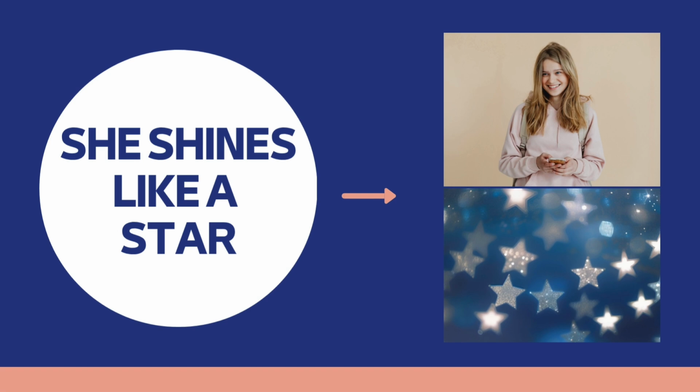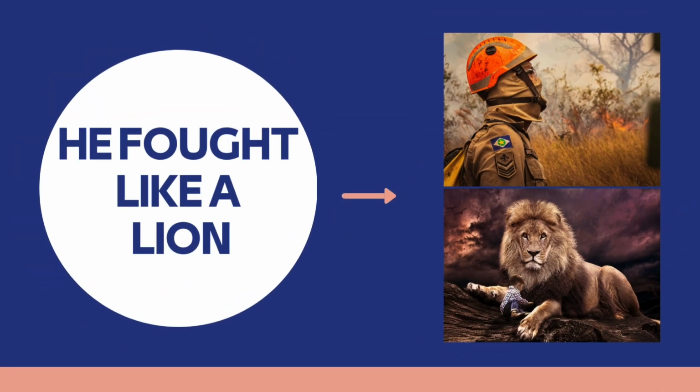She shines like a star. Now here we compare a person with a star in the sky. They both are different, but they share one quality, that is brightness. It means she stands out, maybe for her talent or confidence. The word like shows this comparison. So it's a simile.